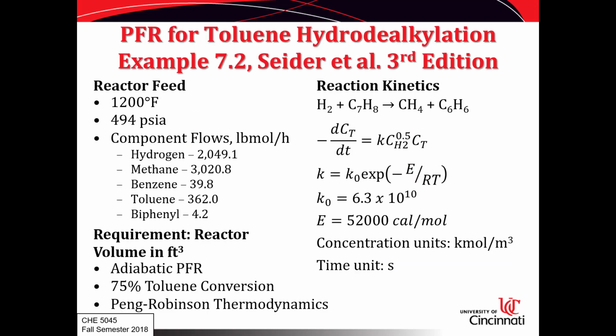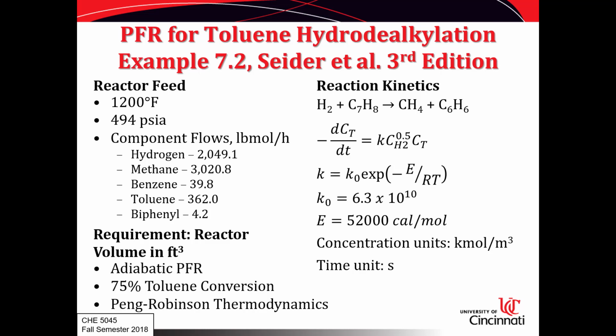So the first example we're going to look at is designing a plug flow reactor for toluene hydrodealkylation. What you see here is based on example 7.2 from the Seider Process and Product Design book, third edition. I believe the numbers for the fourth edition are substantially the same. The reactor feed is going to be at 1200 degrees Fahrenheit, 494 psia. You'll note that these are English units, or American engineering units. I've got my inlet component flows in pound moles per hour.